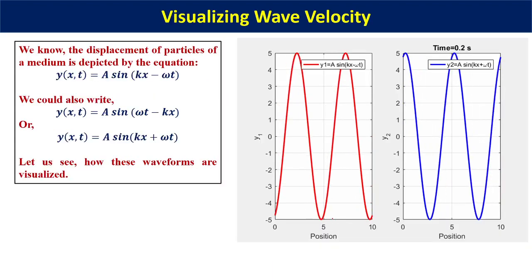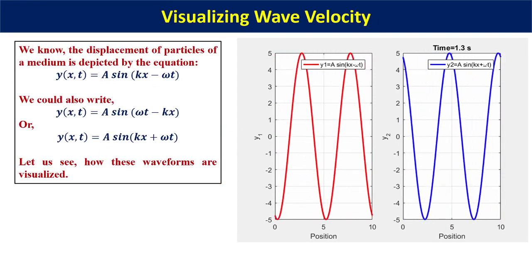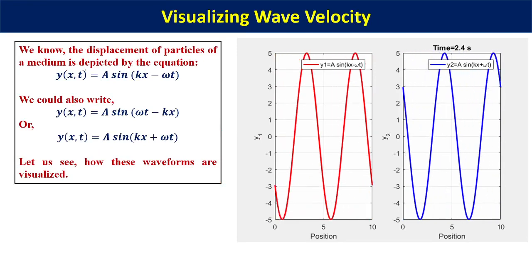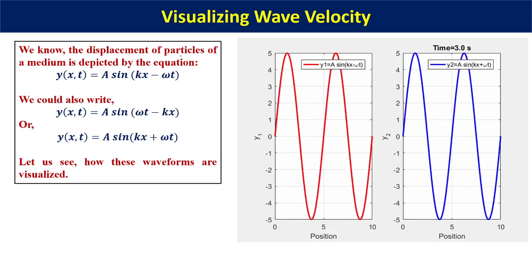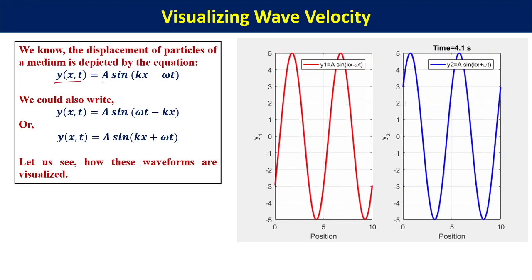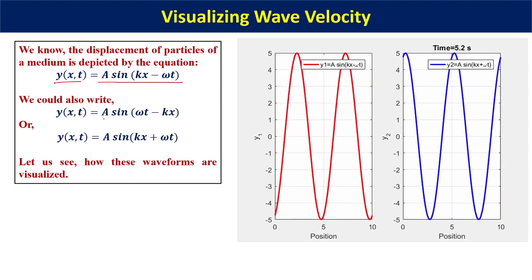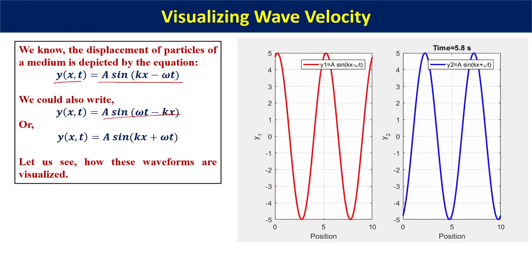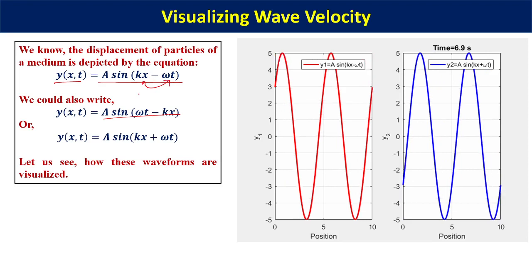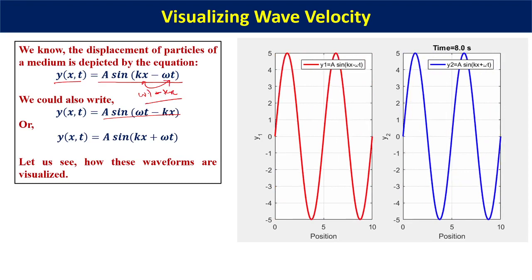Next, let us go to the next slide. This is about visualizing the wave velocity. How exactly can you visualize the wave velocity? We know the displacement of particles of a medium is depicted by the equation y of x, t is equal to a sine of kx minus omega t. We could also write it as a sine of omega t minus kx, because nobody bound me to write it as kx minus omega t only. I could have just altered these positions. So why don't I write it? Or if I write it, what is the change that I will see?